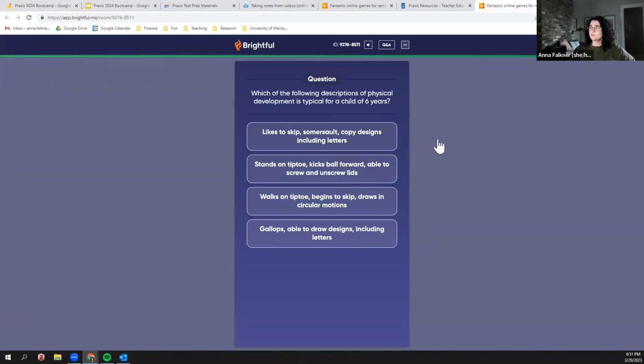Which of the following descriptions of physical development is typical for a child of 6 years old? A, likes to skip, somersault, copy designs, including letters. B, stands on tiptoe, kicks ball forward, able to screw and unscrew lids. C, walks on tiptoe, begins to skip, draws in circular motions. D, gallops, able to draw designs, including letters.